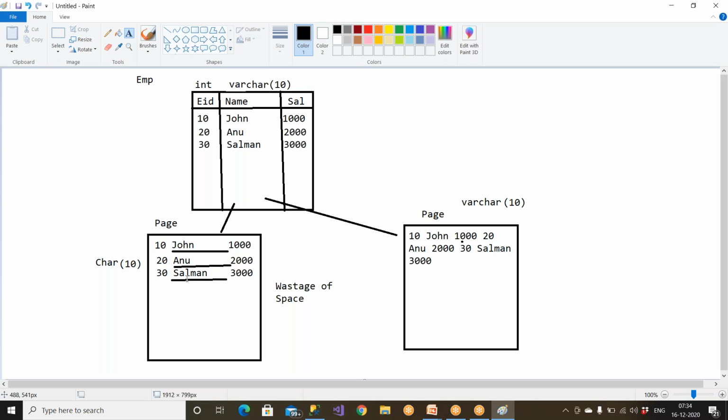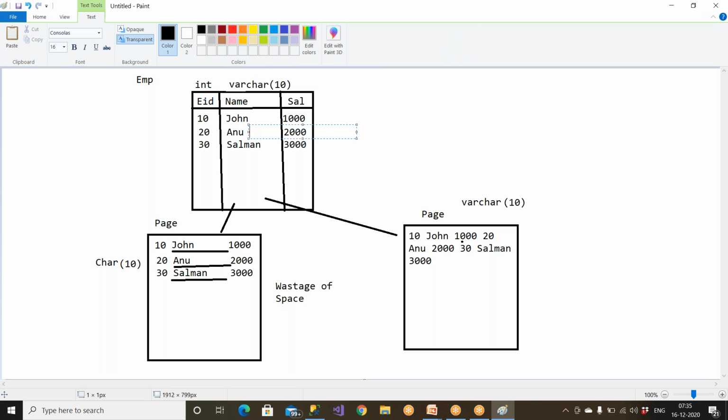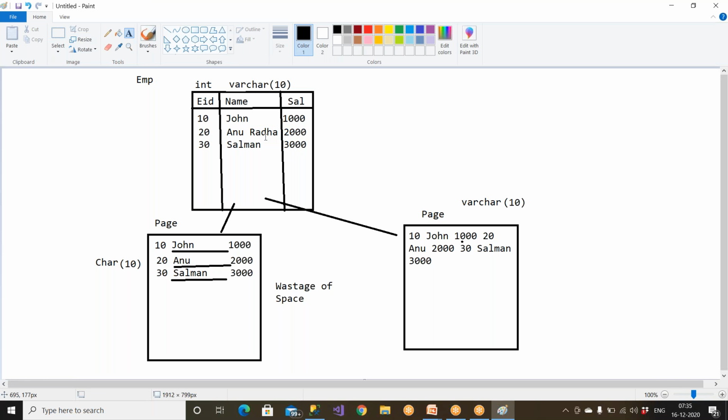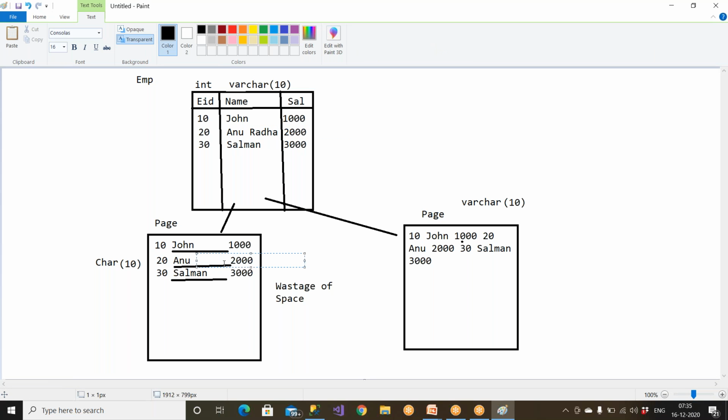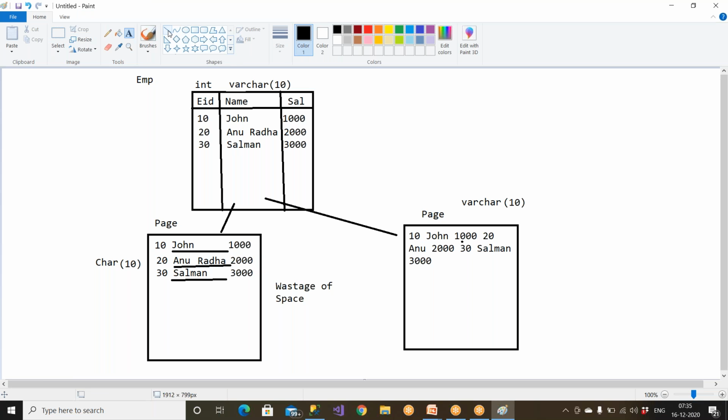So people may ask you, if varchar is so good, why char? Let me give you one more example. Tomorrow Anu comes and says, it is not Anu, my name is Anuradha. She was modifying her name. When you modify, since there is a space, you can easily update it. I wanted to have Anuradha here. Do I have a space here to accommodate this new spelling? I don't have a space. So that is where the issue starts.